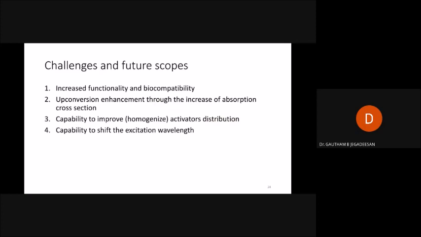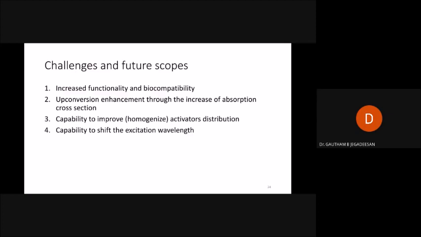And coming to the challenges and future scopes, there are various challenges associated with this upconverting nanoparticle based research. If we are able to address all these, we can get a lot of research topics. First one is the increased functionality and biocompatibility. We coat with silica or some other molecule to get the biocompatibility. If we can increase the functionality and the biocompatibility of the upconverting nanoparticle, we don't need to use any functional groups or any other capping agent on the surface, because the capping agent always reduces the efficiency of upconverting nanoparticle. The second one is upconversion enhancement through the increase of absorption cross section.